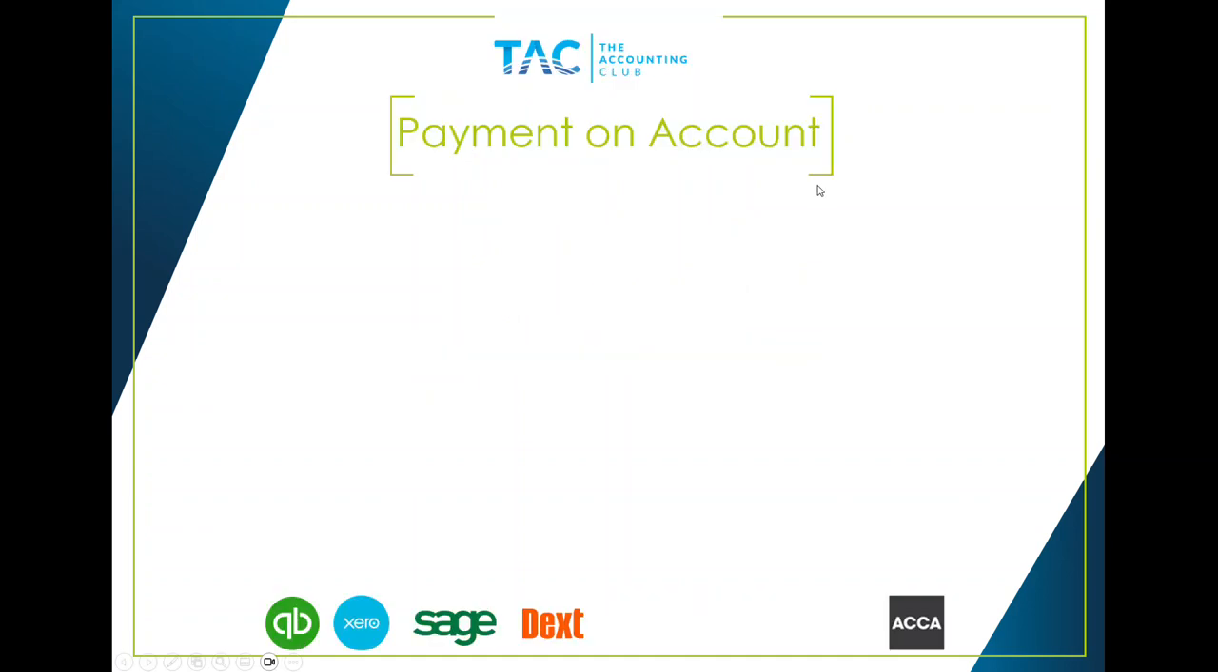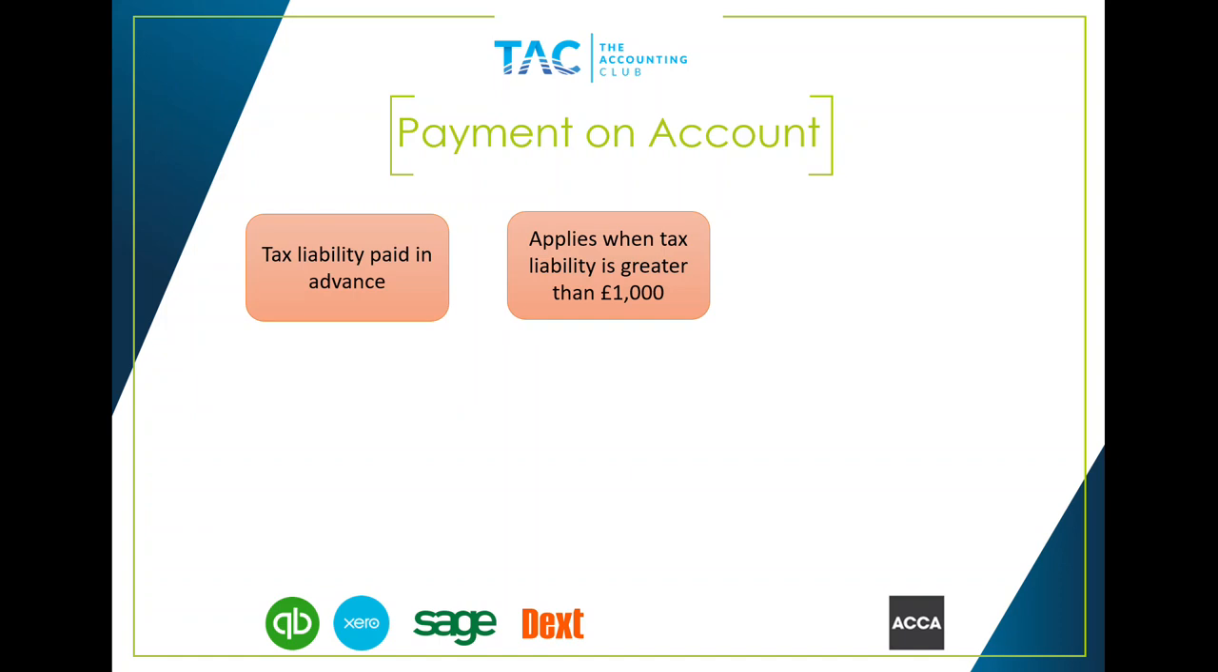So a payment on account is a tax liability that is paid in advance, and I will explain that in detail. It applies when your tax liability is greater than £1,000. So if your tax liability is greater than £1,000, or the majority of your tax is from other income, then you would be subject to payment on account.